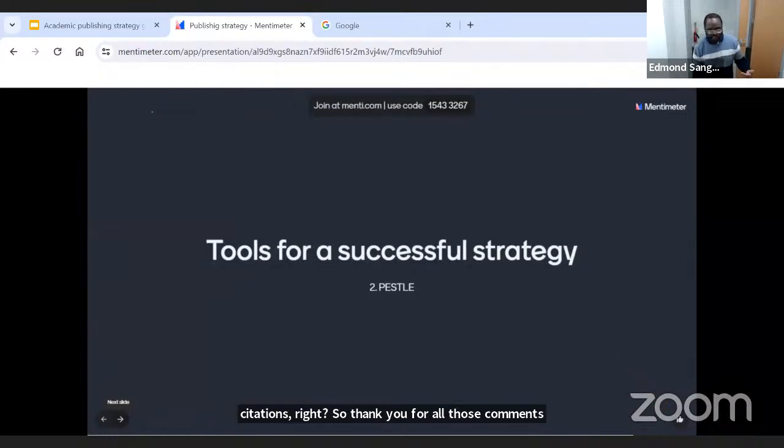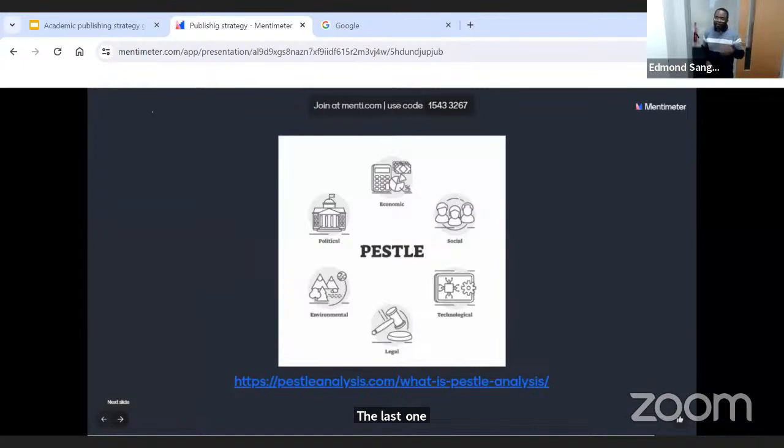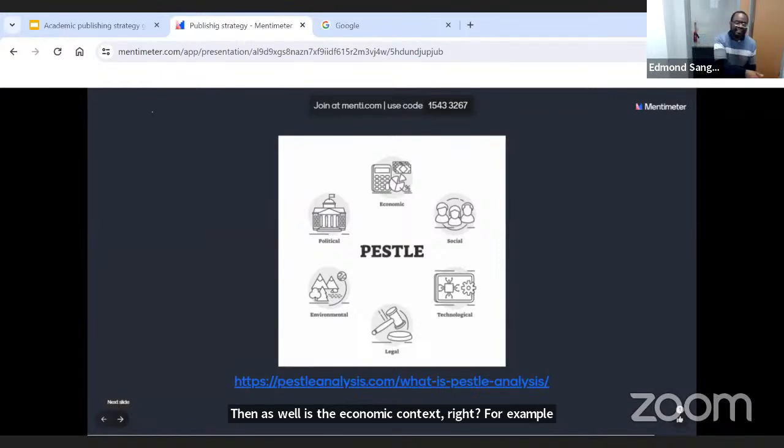The last one, I'm just going to rush through it. This is personal, where you just look at the political environment where you are at right now and look at how you develop your strategy to address the political context that you are coming from, as well as the economic context, right? For example, when you are coming from a country where there is no funding for research, so you can't buy the fancy new equipment.